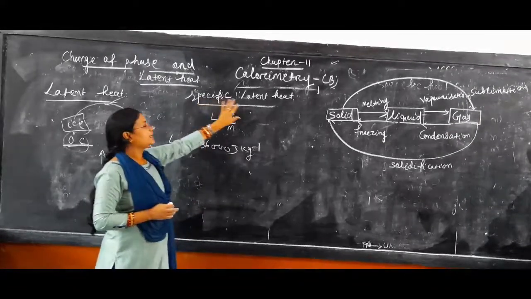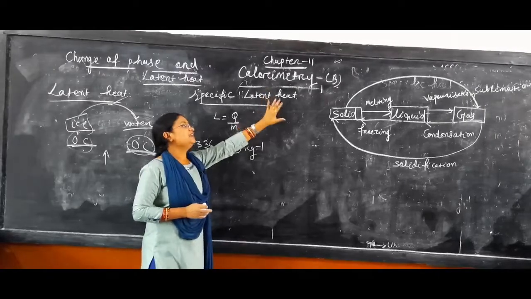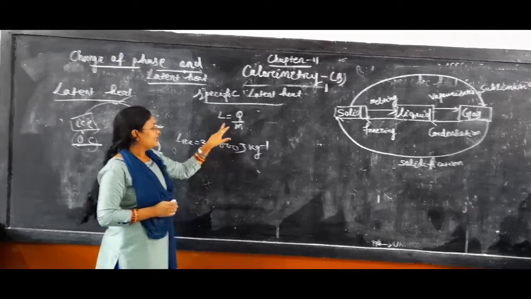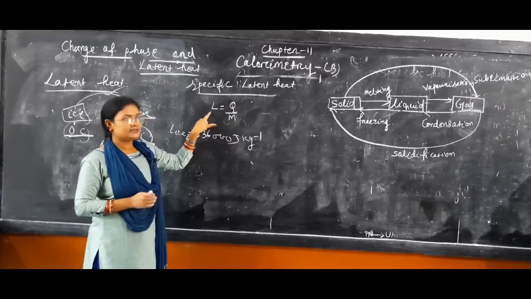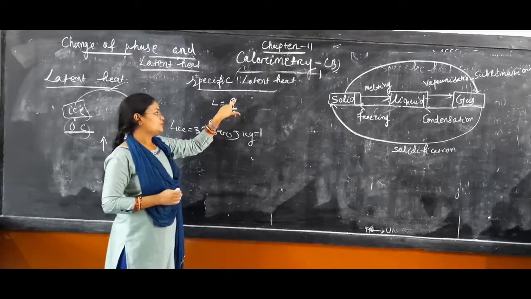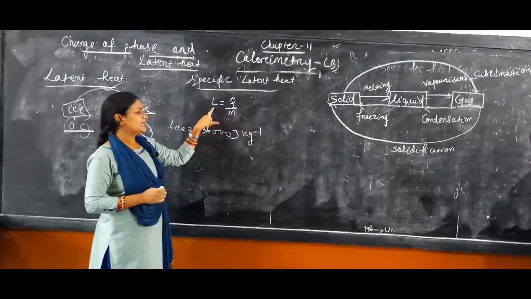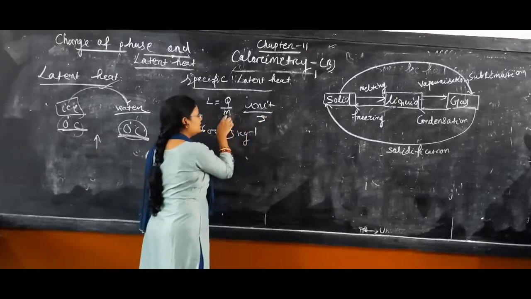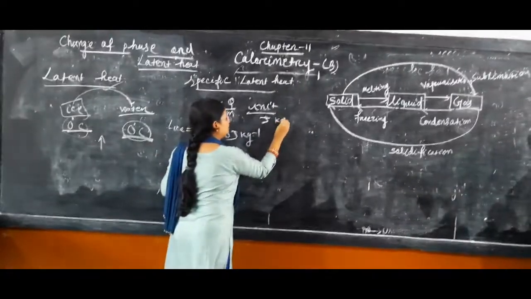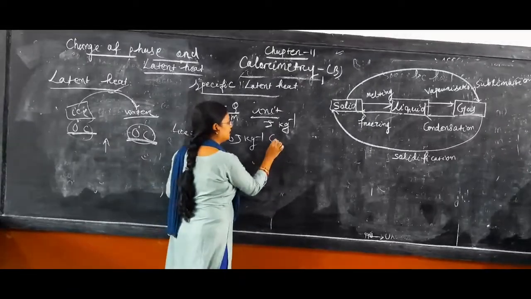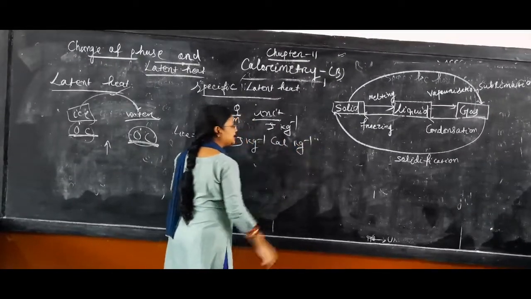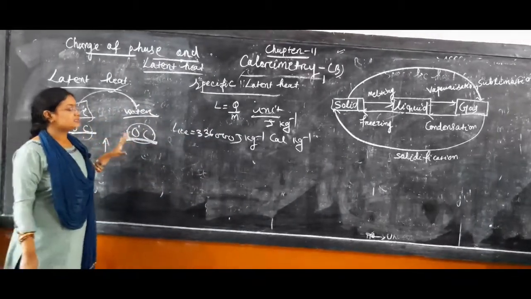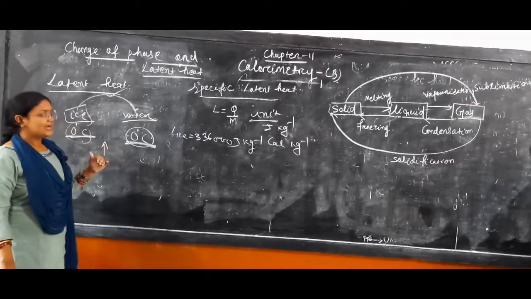Then after that, specific latent heat. What is specific latent heat? If latent heat is specified for a particular mass, then that is your specific latent heat. So L is equal to Q by M. Latent heat is denoted by L. So Q by M, that means the heat energy per unit mass, that is your latent heat. Its unit is, as you know, the heat energy unit is joule, mass unit is kg. So joule per kg, also you can write calorie per kg or calorie per gram. That means it doesn't depend on the temperature, because this process goes on only at constant temperature.